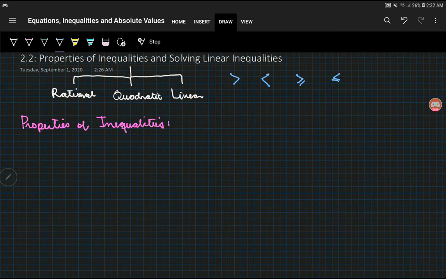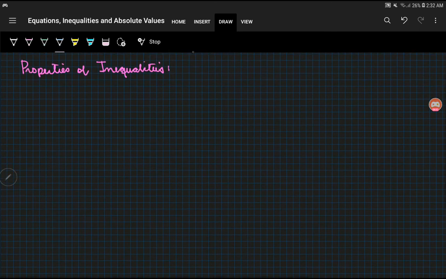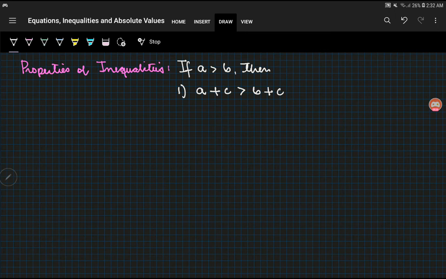I already discussed the meaning of these four signs in a previous video, so I don't think I need to emphasize the meanings of these symbols again. We go directly into the properties of inequalities. Let's say if A is greater than B, then we have the following properties. First, A plus C is greater than B plus C for every C greater than zero.